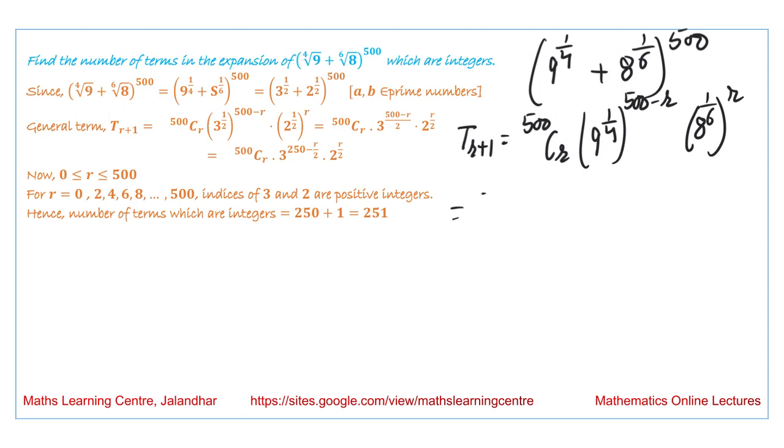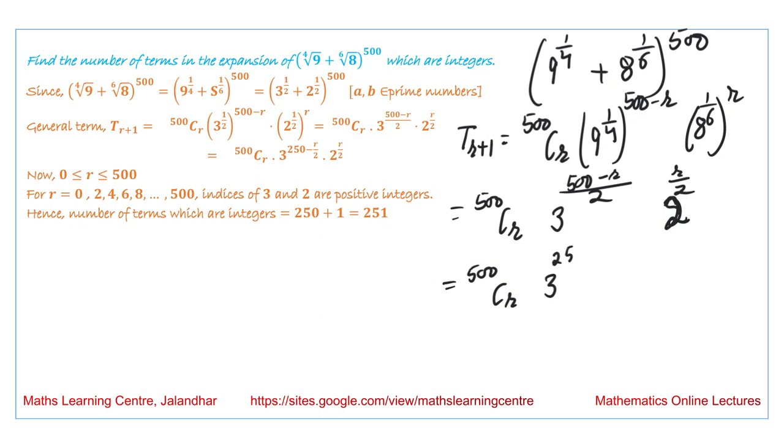We can write this as 500Cr. Then for the next value, it is 3 raised to the power (500-r)/2. And this 8 we can write as 2 to the power 3, so it will become 2 raised to the power r/2. So we are writing this as 500Cr, 3 raised to the power (250 - r/2) and 2 raised to the power r/2.